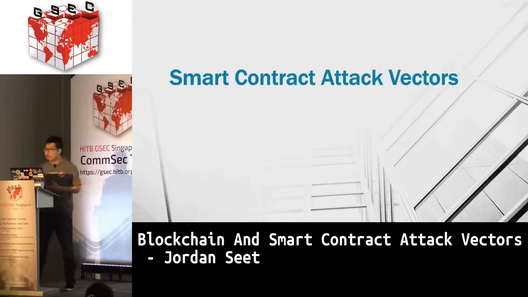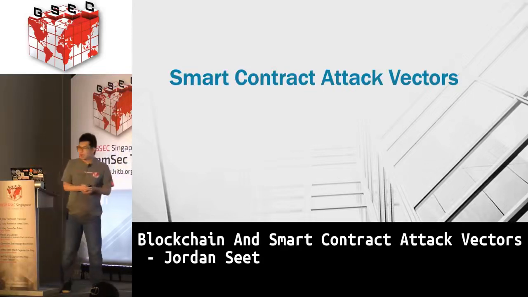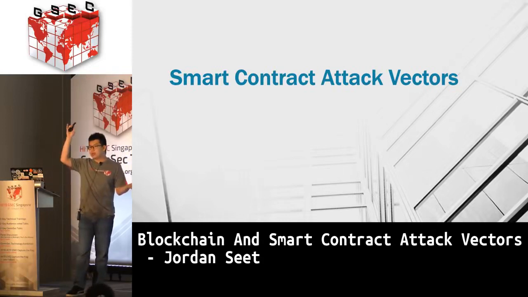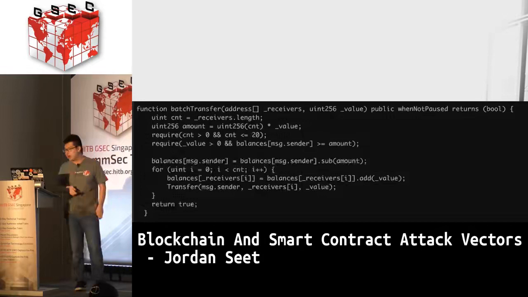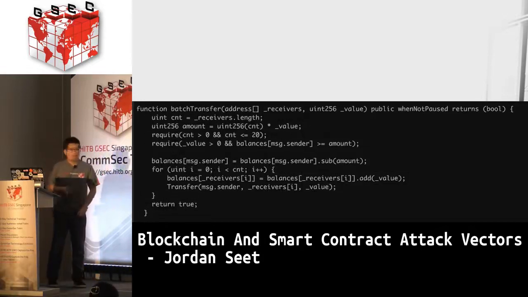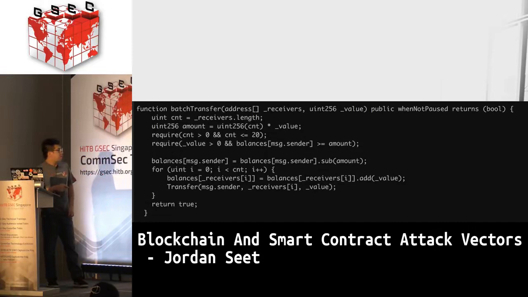Now, let's get to the good stuff: smart contract attack vectors. How many of you are developers or have coded in any form of language before? Another raise of hands? That's great, because for you, I've got some code. Over here, I have a smart contract that basically transfers money. I'm taking an array of receivers, and this is the value that I want to send to these receivers. Maybe I'll give you about 20 seconds to see, is there any fault in the contract?